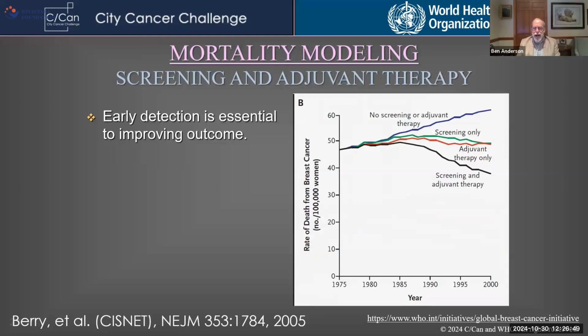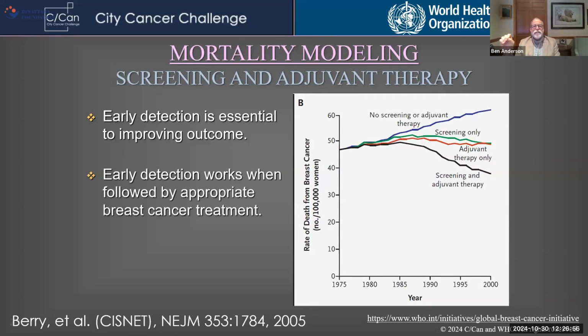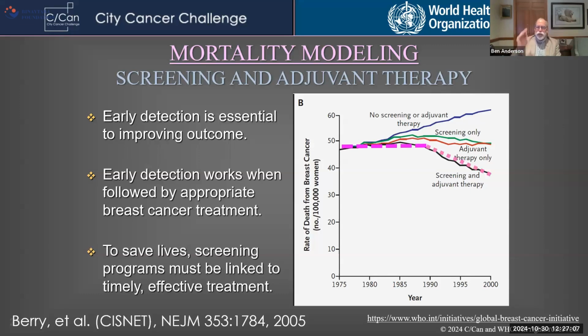If you take this from a modeling perspective, CISNET does cancer modeling. And when they looked at this in breast cancer, this was back in 2005, the point that they made was, yes, early detection may be essential to improving outcome, but it has to be linked to treatment. If you don't also have treatment, if you just do screening, you're giving them bad news sooner, but you're not going to impact on outcome. And so looking both at early detection and treatment is fundamental to improving this outcome.